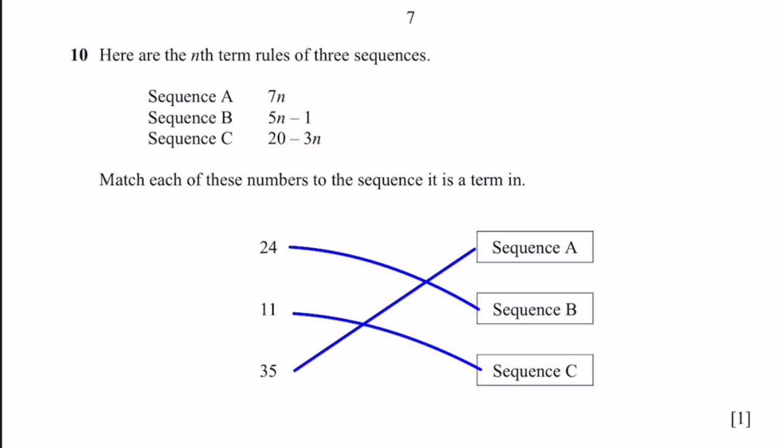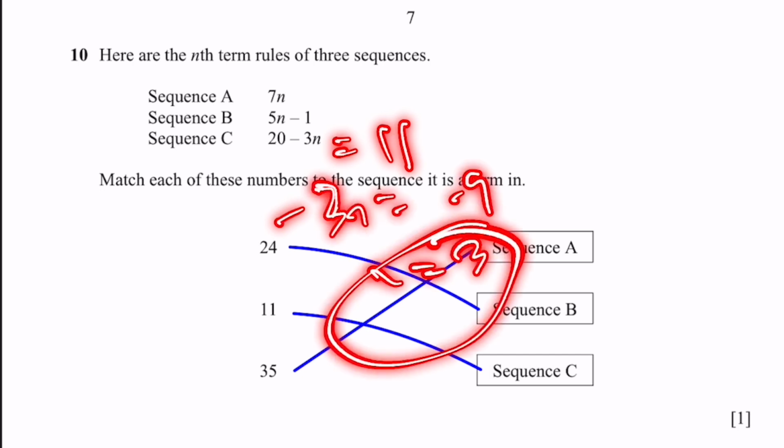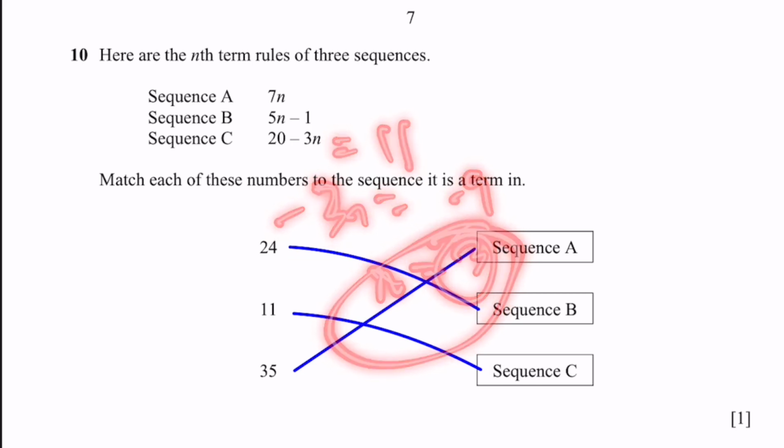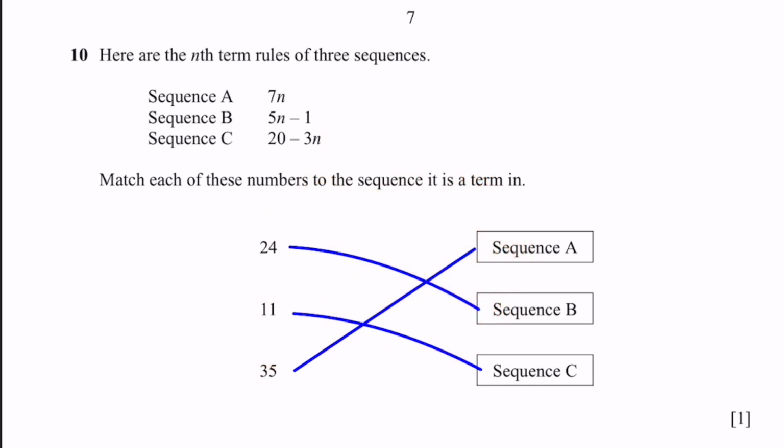20 minus 3n. So we take this equal to 11, then minus 3n is equal to minus 9, n is equal to 3, and this is a whole number. So in fact, this is the third term in sequence C.